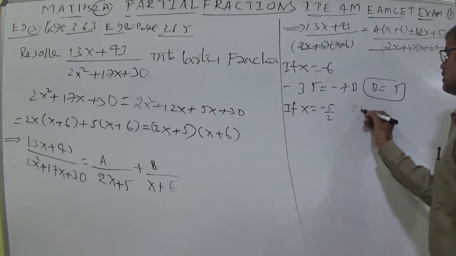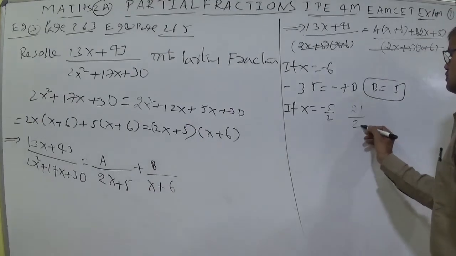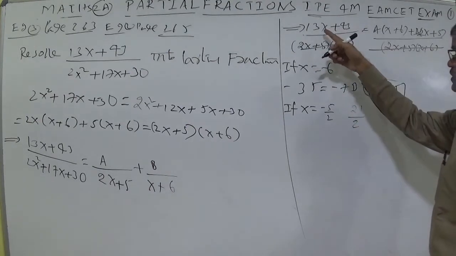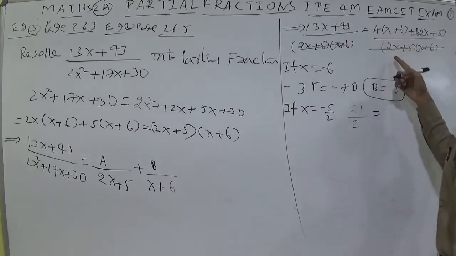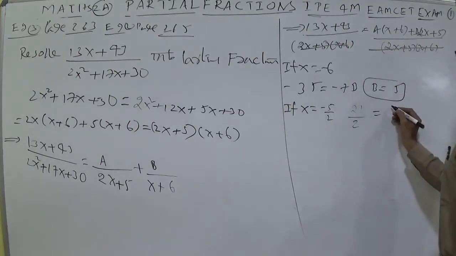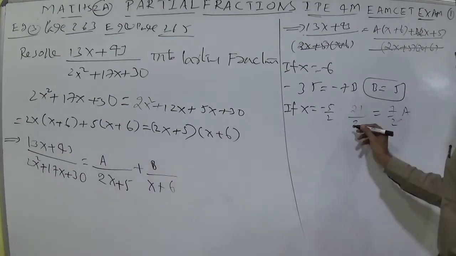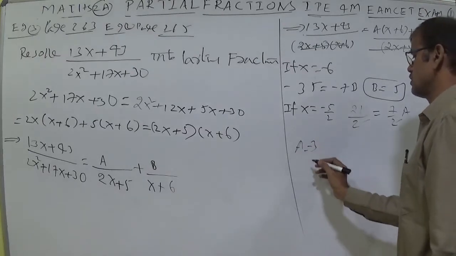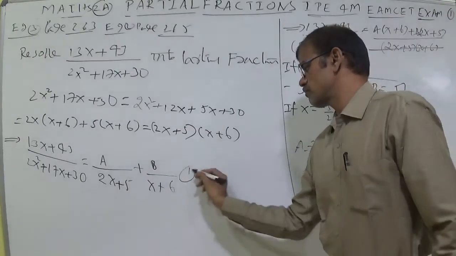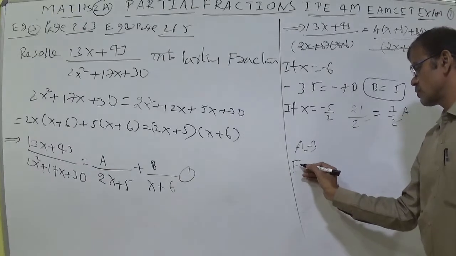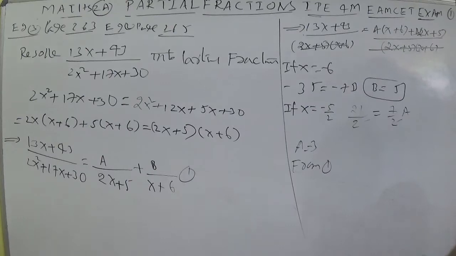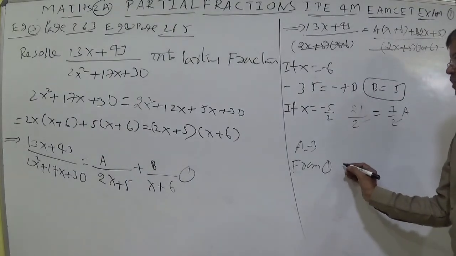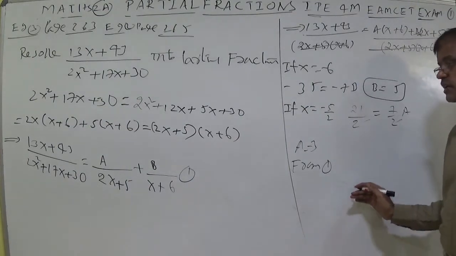So 21 by 2 is equal to A into, here it is, minus 5 by 2 plus 6, 12 minus 5, 7, so 7 by 2. The 2s get cancelled, so A is equal to 3. So by calculating these values we got A is equal to 3 and B is equal to 5. From this, we are resolving into partial fractions.